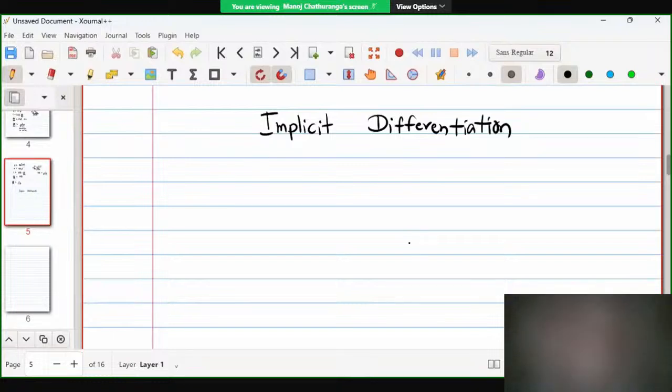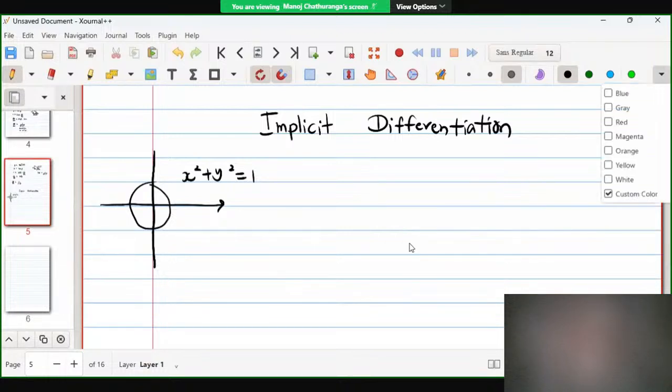Let me bring you back to our discussion about the vertical line test. Remember, sometimes graphs are not just graphs of functions, they are graphs of equations. For example, the simplest example would be the graph of a circle. So get the graph of the unit circle: x squared plus y squared equals 1.